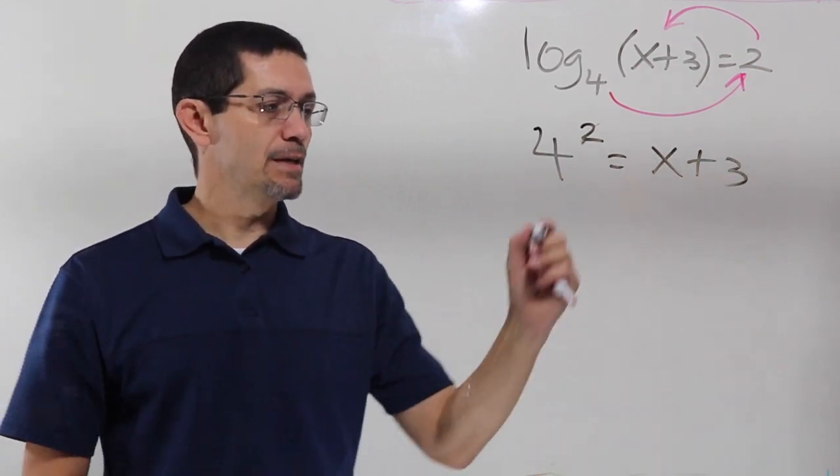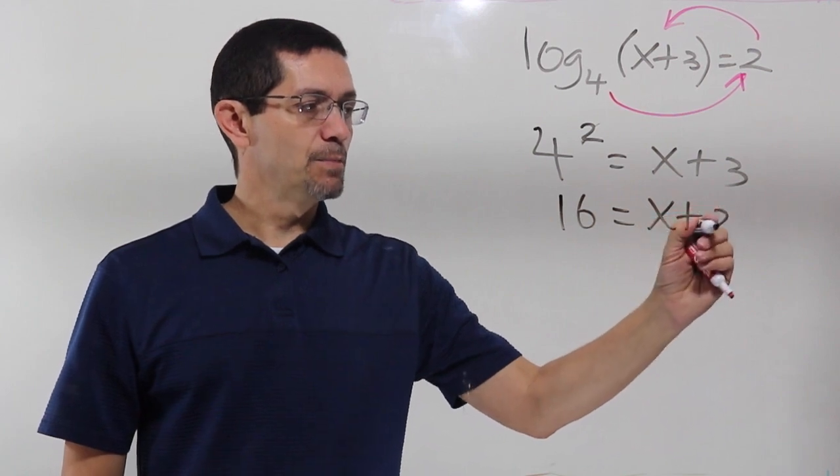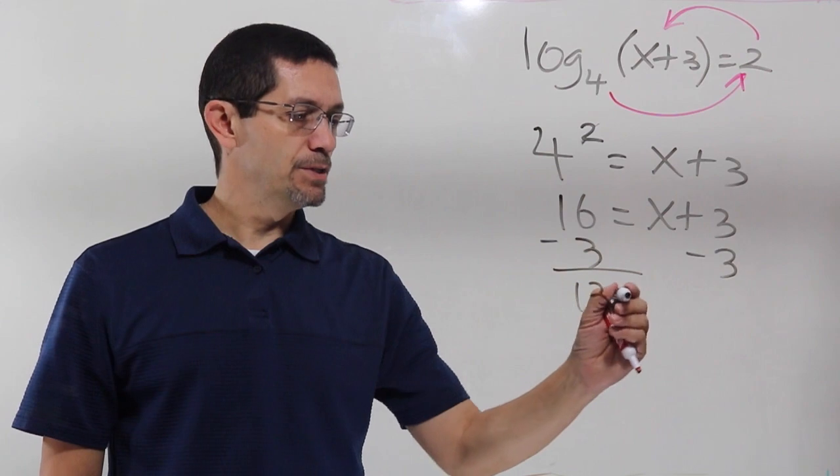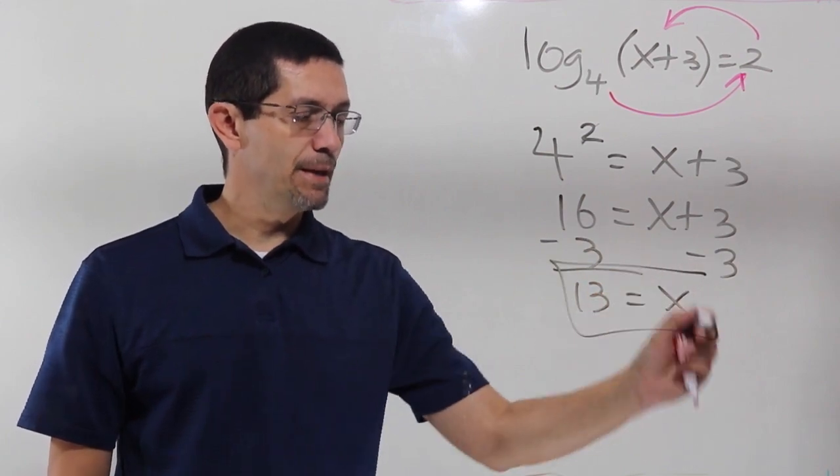4 to the second is the same as 16. Then x plus 3, solve for x. Minus 3, minus 3. 13 equals x, and that's my answer.